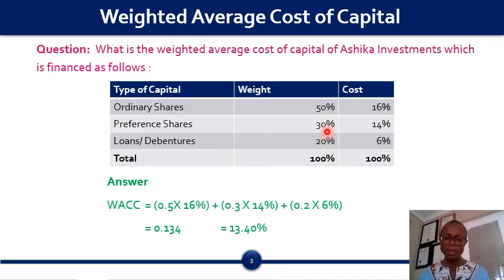In our previous conversation, we had an example of Ashika Investments, where it was financed 50% by ordinary shareholders, 30% by preference, 20% by debt, and we said there was no tax. So the weighted average cost of capital was simply 0.5 times 16, 0.3 times 14, and 0.2 times 6, because we didn't take account of tax. So our answer was 13.4. So what is the impact of this tax I keep on talking about?